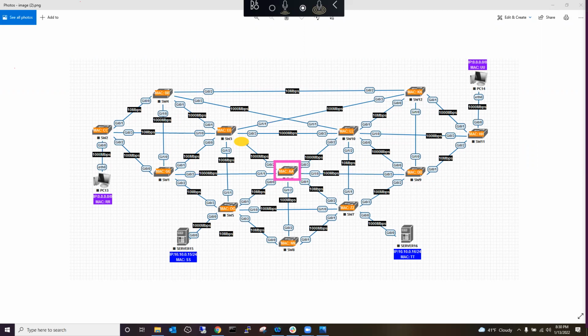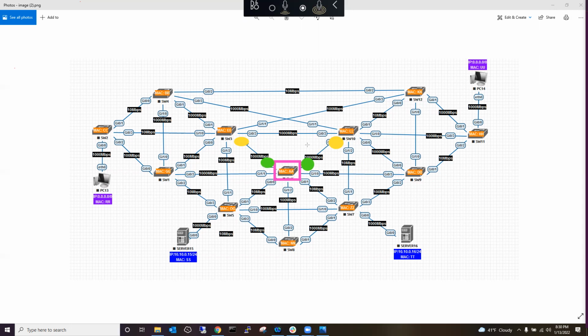So what's the root port for switch 10? The root port for switch 10 is GI0 interface 2. Why? Because it's connected directly. It has the lowest cost to the root bridge. Okay. All right. And between switch 3 and switch 10, what are we doing there? Okay, so we're doing a blocked port for the interface 3 on switch 10.